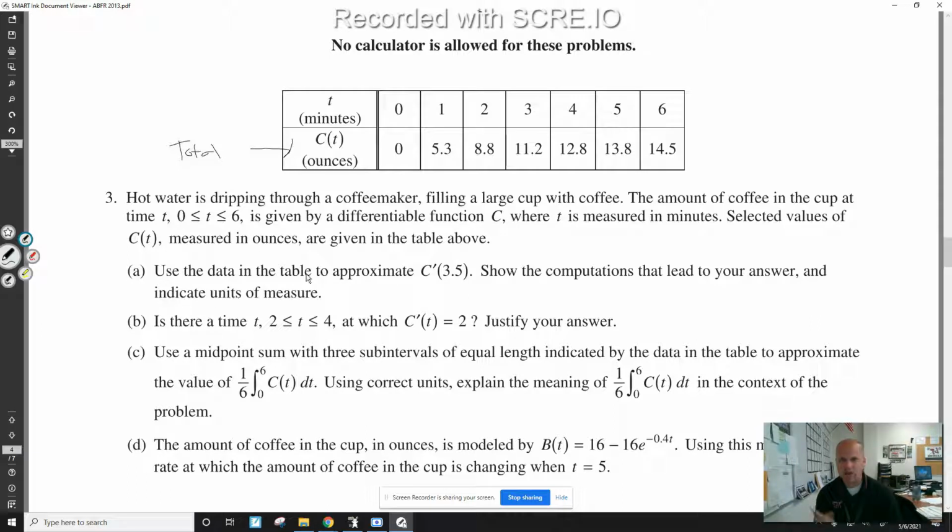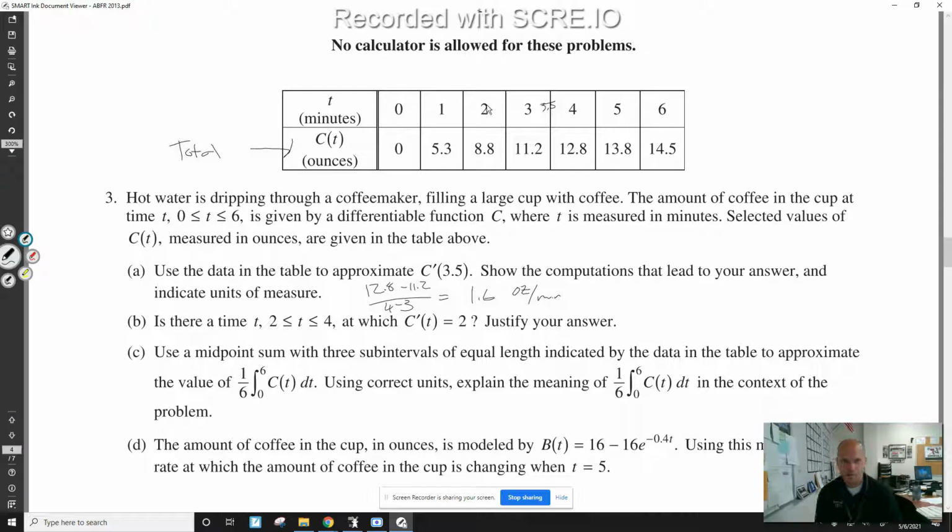Indicate units per measure. This would be an approximation of the velocity, of the derivative. It would be the ounces per minute. 3.5 is smack dab between 3 and 4. This is number 3, so it's a non-calculator question. 12.8 minus 11.2 over 4 minus 3. That's 1.6 ounces per minute. Is there a time between 2 and 4 at which C prime is 2?